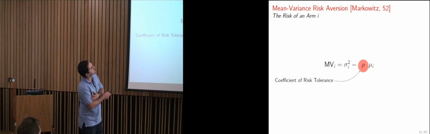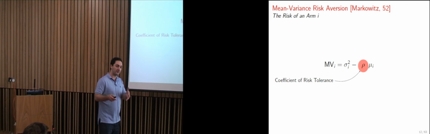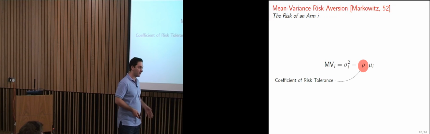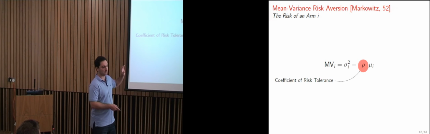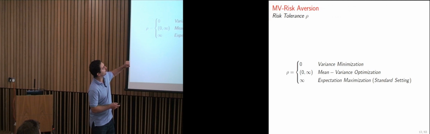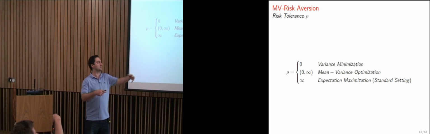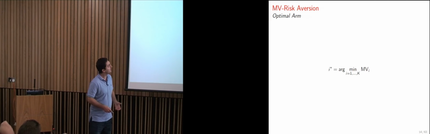And what you have is the specific mean variance of an arm i, and the parameter rho characterizes the risk tolerance. So depending on the risk tolerance that you'd like to design into the problem for yourself, you can set this to different values. For example, if you'd like to go after a variance minimization setting, you can just set rho to 0. If you'd like a mean variance optimization type of setting, you can go from 0 to infinity, and infinity drops it down to the expectation maximization or the standard setting.